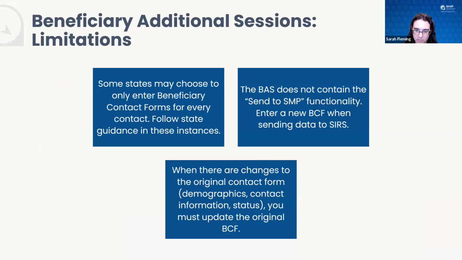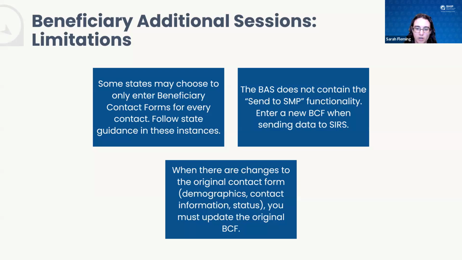So there are some limitations to these. Some states, because they are complex and people don't always know when to use them, some states or territory programs may choose to tell their counselors that they only want them to enter beneficiary contact forms for every contact. So if that's the case, that's what you should do. But just make sure to check with your state programs. Also, the additional session form does not contain the send to SMP functionality, which we'll talk about later in this webinar. So data cannot be sent from STARS to SIRS within an additional session form. So if you want to send data to SIRS, you should enter a new beneficiary contact form.